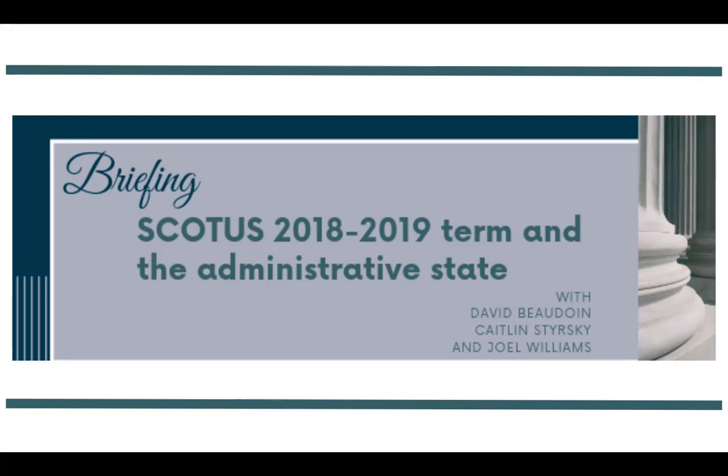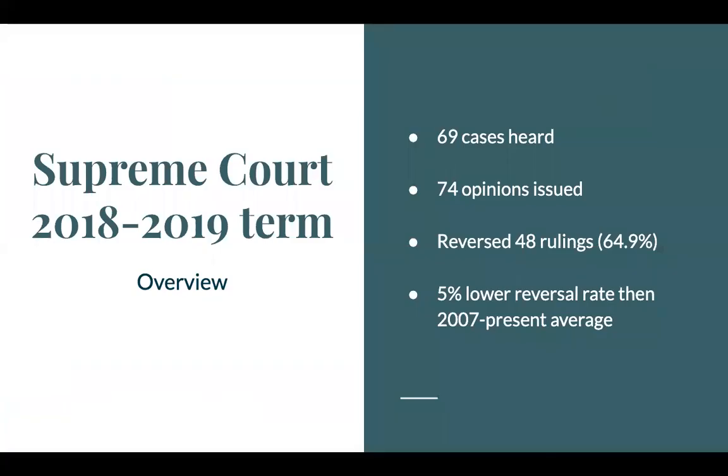All right, before we talk about these administrative state-related cases, let's get an overview of the full term. So, Joel, can you catch us up on what's been happening with the Supreme Court over the last 12 months? Sure. The Supreme Court began hearing cases for the 2018 term on October 1st, and it had its final hearing on April 24th. It released opinions through the end of June. In total, the court heard 69 cases and issued 74 opinions for the term.